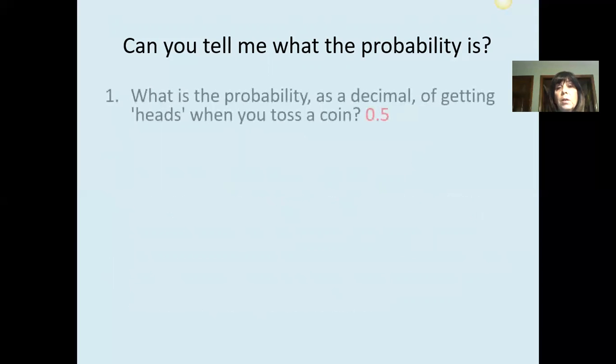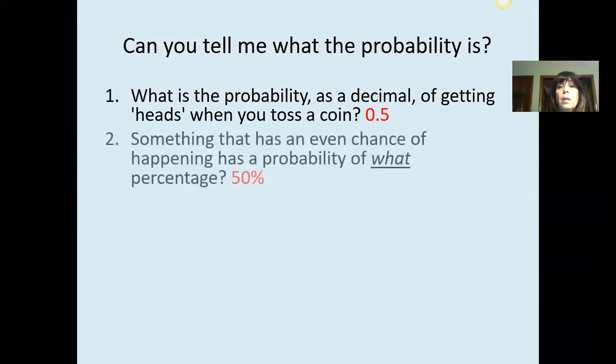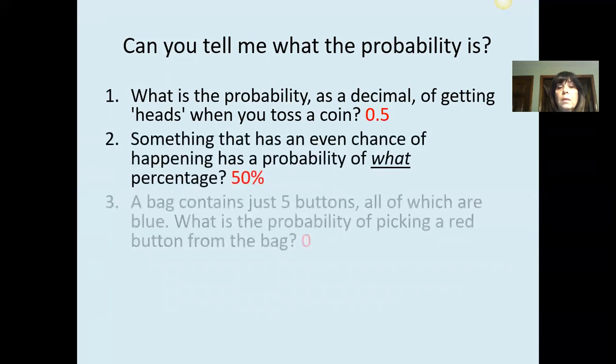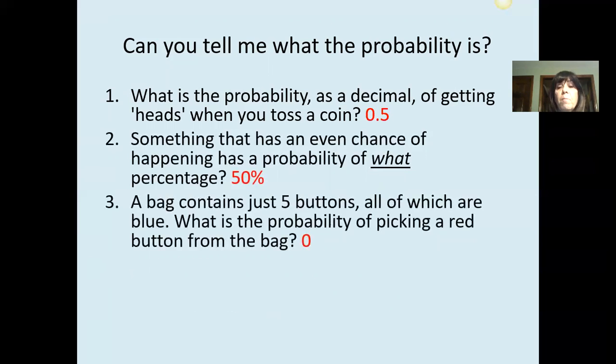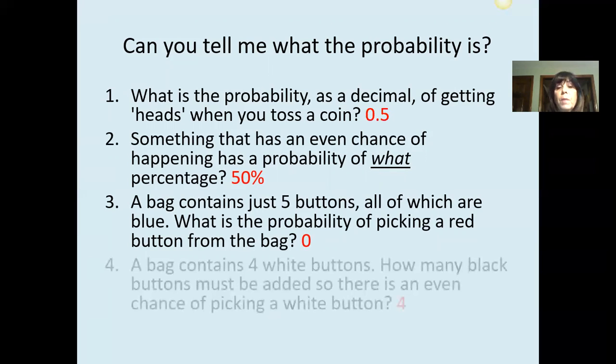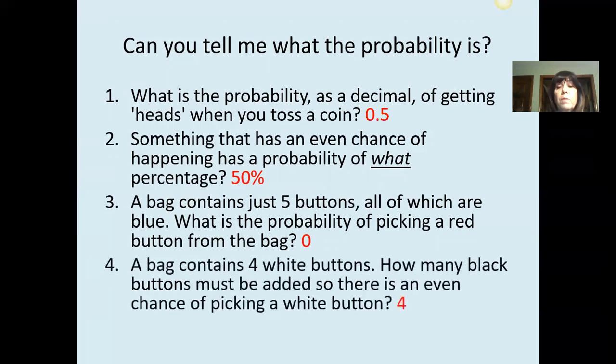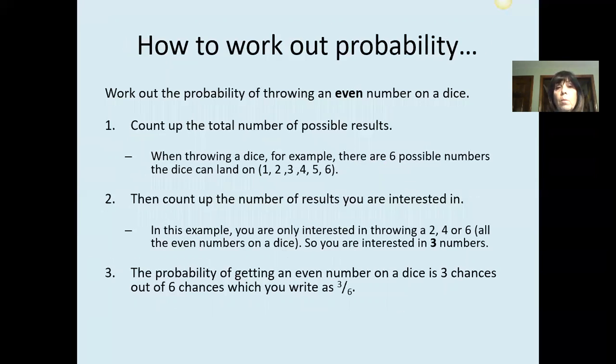So again, to reiterate that, the probability for tossing a head, 0.5. Again, that can be written as 1/2 or 50%. The probability that something has an even chance, that's called 50%. Again, if you have 5 buttons in the bag that are blue, you have 0 chance of getting a red. And the last problem, if I want to make even odds, so that I would get a white button, I have to add 4 black so that there would be an even number.